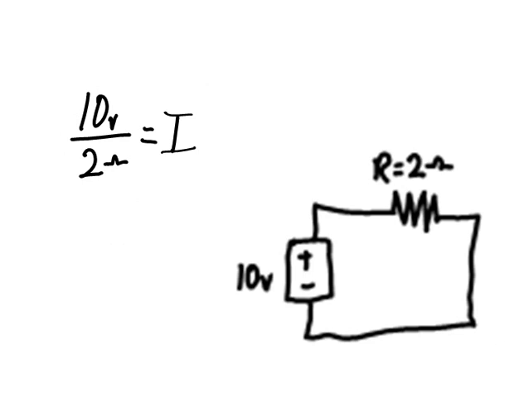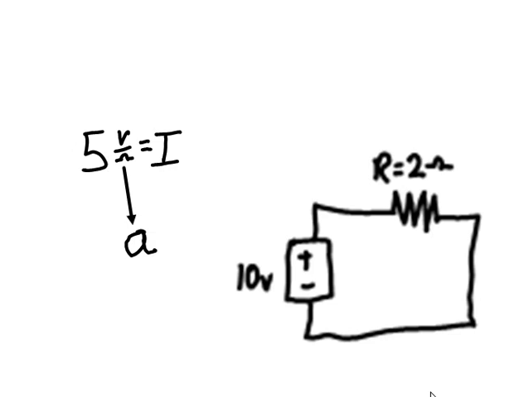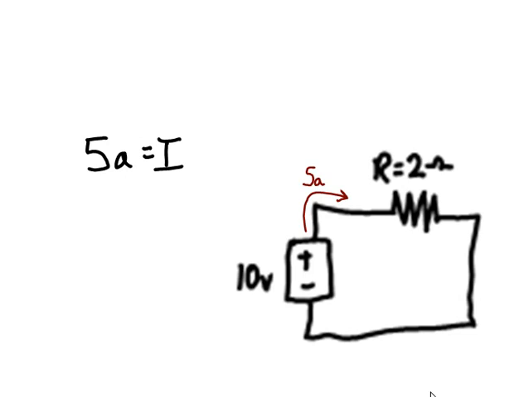10 volts over 2 ohms equals the current. 5 over 1 times volts over ohms equals current. 5 volts over ohms equals current. Volts over ohms equals amps. 5 amps equals current.